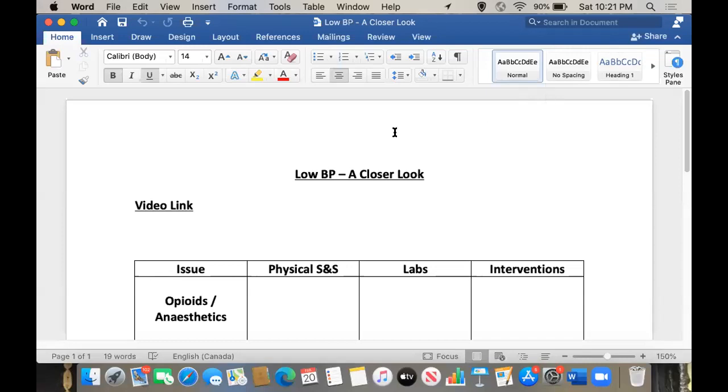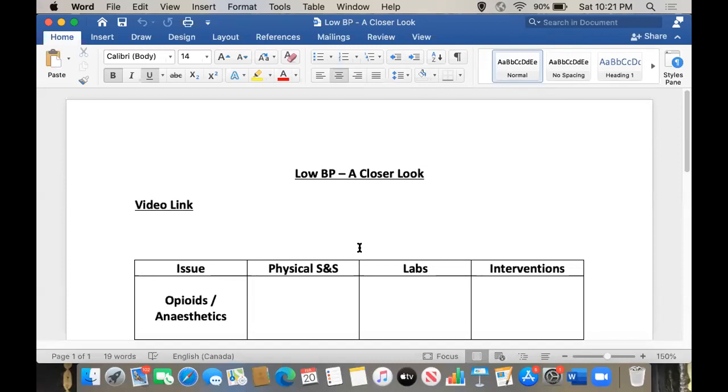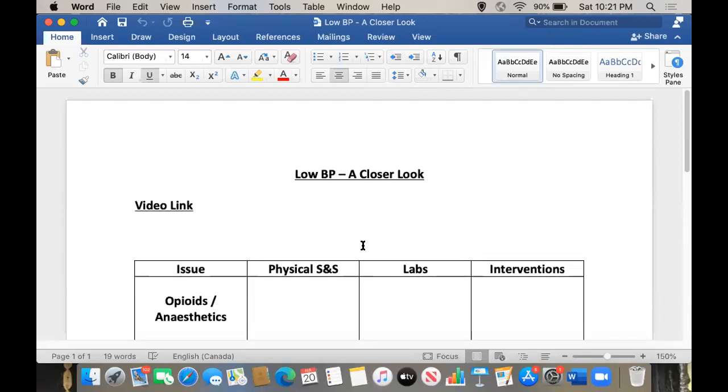This video is called Low BP, a closer look. A lot of what we discuss in this video is going to be drawing upon material we've either covered or are about to cover in INP4 or variations for.